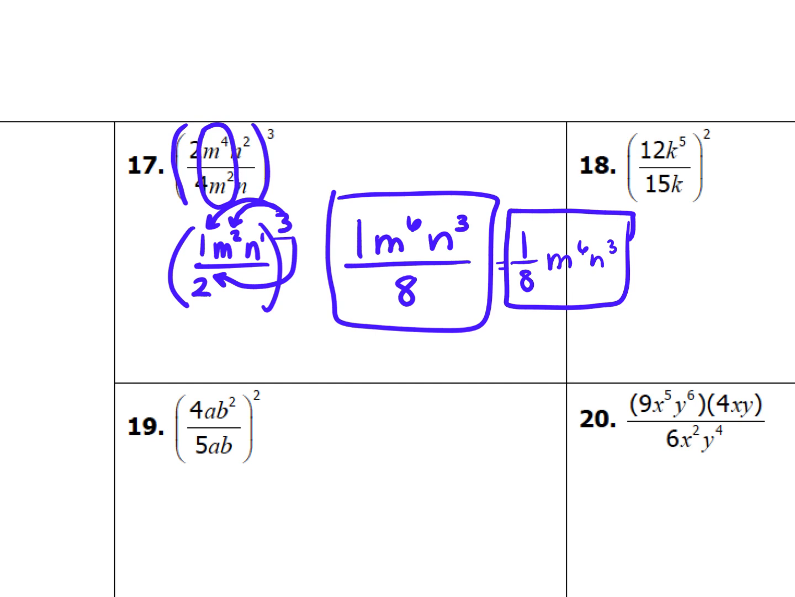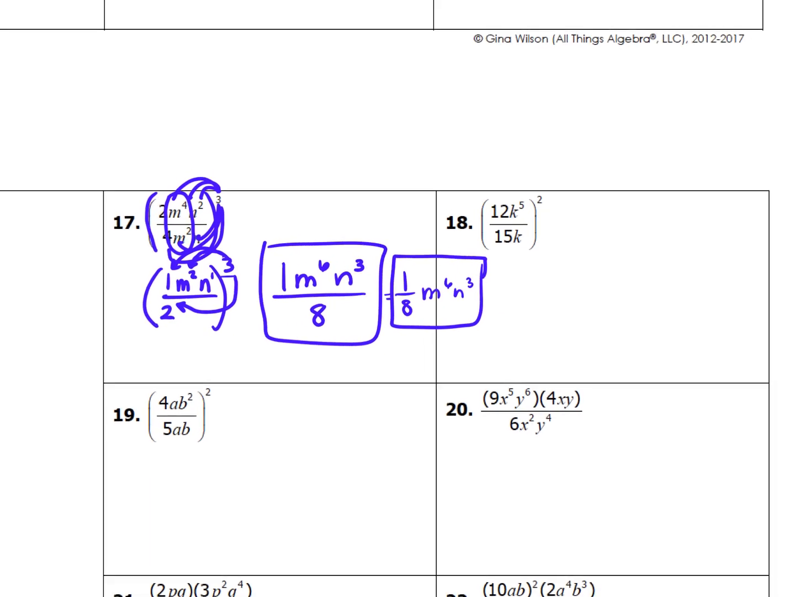If you really don't like that, you are more than welcome to cube the 2, cube the 4, cube this, cube that, cube that, cube that. But do you see how much extra work you're doing that way? I wouldn't, but you can. It's not wrong. And then you would simplify after that.